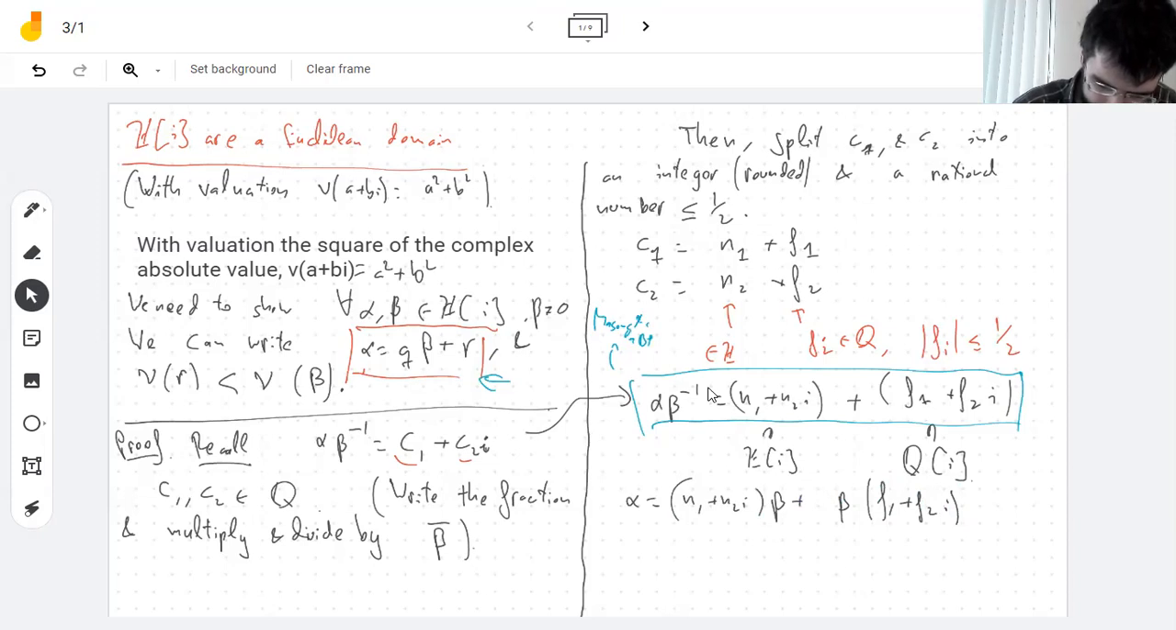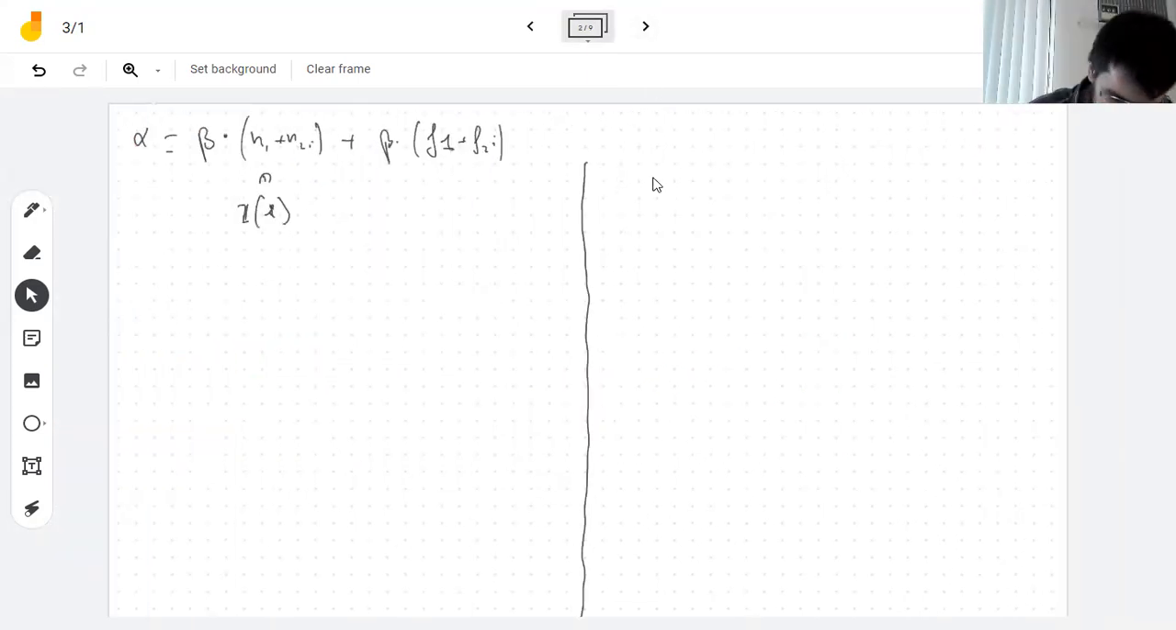And our hope is that it's small enough and that it's an integer. So this is where we are. And we know that n1 and n2 are integers. f1 and f2 are rationals. They're at most 1/2, and we want to show that this number, let's call it r, we need two things.